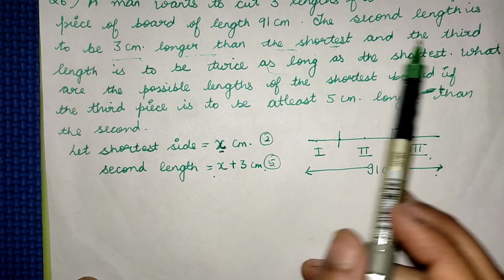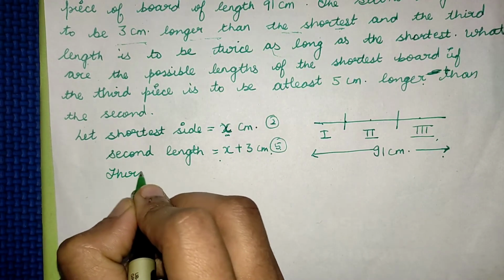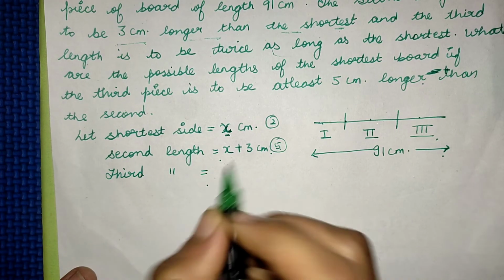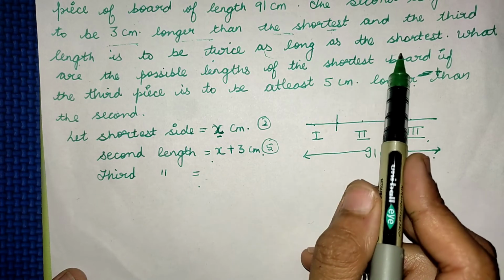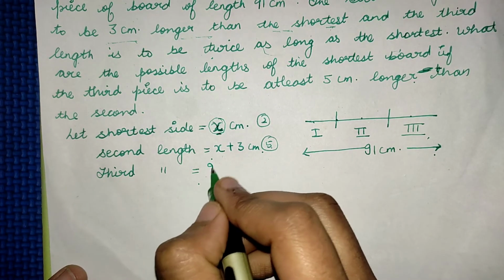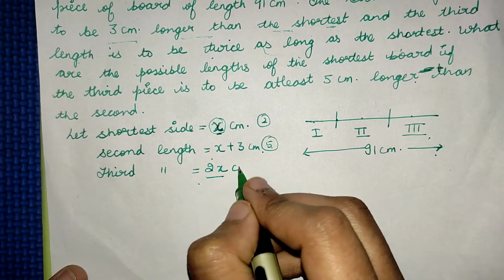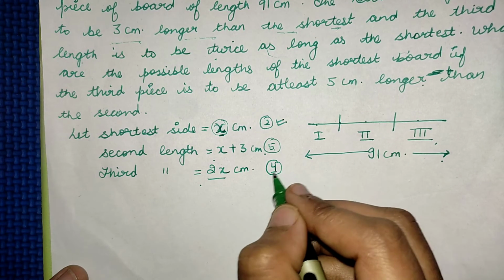Next, now they are talking about the third length. So what is my third length? The third length is to be twice as long as the shortest side. So this is my x, so it will be what? Twice means 2 times, so if I multiply this value by 2, I will get my third side.